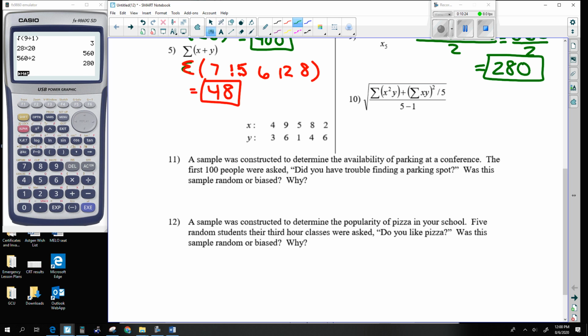So the first one is the sum of x squared y. So the sum of x squared y, sum of x squared. So the first one is the 4 and the 3. So the x squared times y, 4 squared 3, 48. Next one is the 9 and the 6. So x squared y.